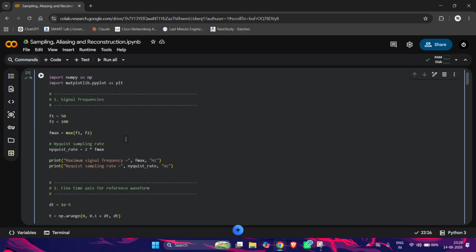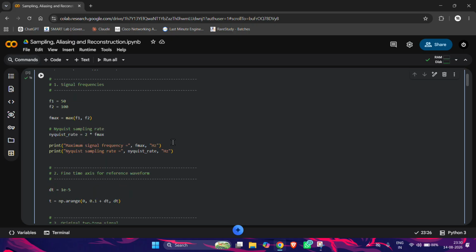According to the sampling theorem, the sampling frequency should be at least twice the maximum frequency. Therefore, the Nyquist rate for this signal is 2 times f max, that is 2 times the maximum frequency which we obtained from here, 100 hertz, meaning 2 into 100, 200 hertz. As the Nyquist rate for the signal is 200 hertz, I have tested 3 different sampling frequencies: 250 hertz, 200 hertz and 150 hertz.